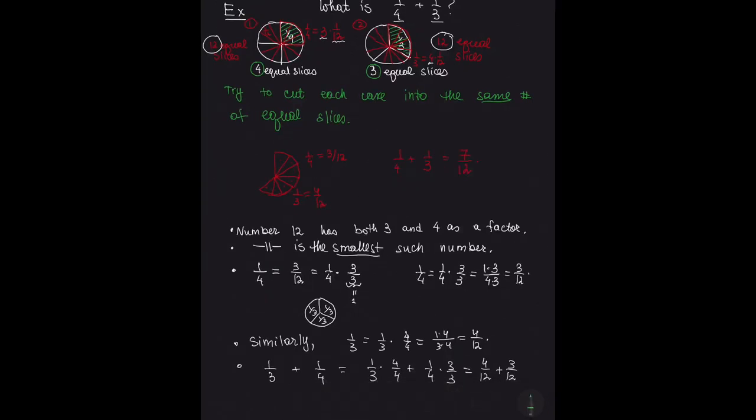And now by the previous rule, if we have two fractions such that their denominators are equal, so both denominators here are 12, we can add these two fractions by just adding their numerators. So we have 4 plus 3 over 12, which is 7 over 12. Okay, so this is how we can add 1/3 plus 1/4 without drawing cakes.